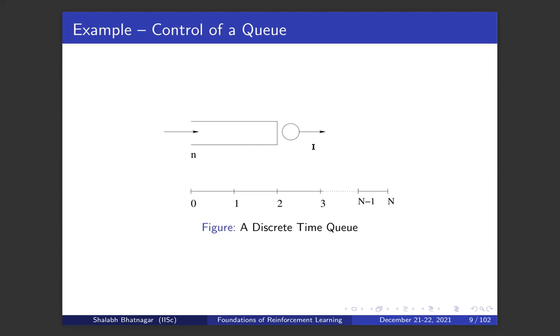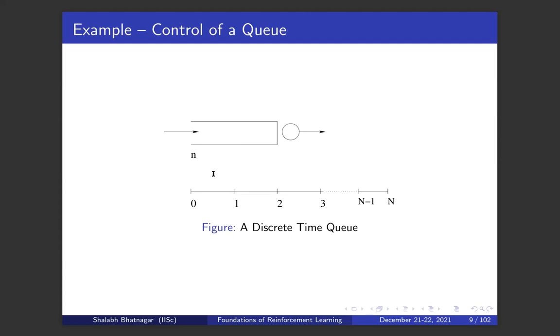So what does this example do? What it says is the following: there is a single queue. There's a buffer wherein, if packets arrive, they will wait for their turn, and they are served on a first come first serve basis.